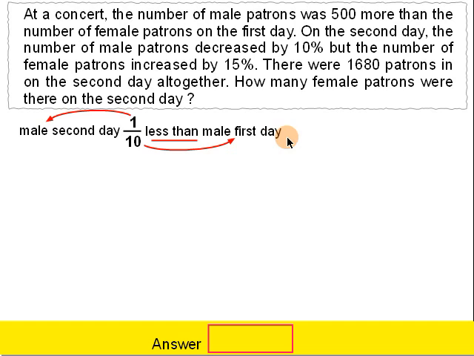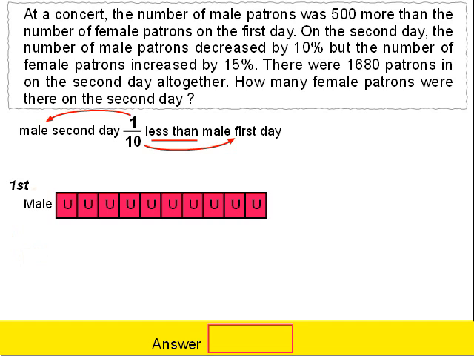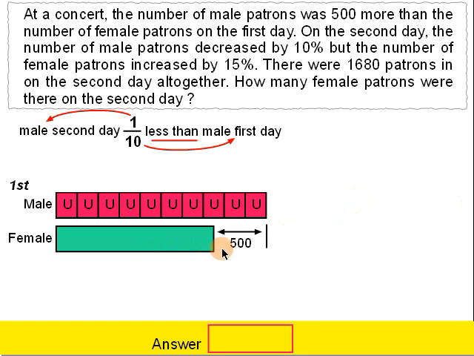That means we want to draw for the first day, there were 10 units of male. So we draw it down first. Okay, first day, 10 units of males. And since we are told that there are 500 more male patrons on the first day as compared to female, so for the female, the model will be 500 less than men.